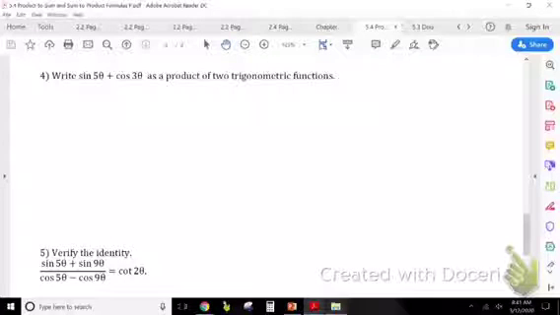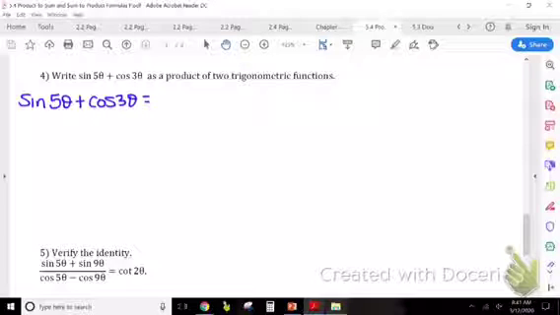All right, so example 4 here says write sine of 5 theta plus cosine of 3 theta as a product of two trig functions. So let me rewrite this. We're looking for sine of 5 theta plus cosine of 3 theta. But when you look at your formulas, you don't have one where you have sine of x plus cosine of y, do you? So we're going to have to go back and think about this for a minute.